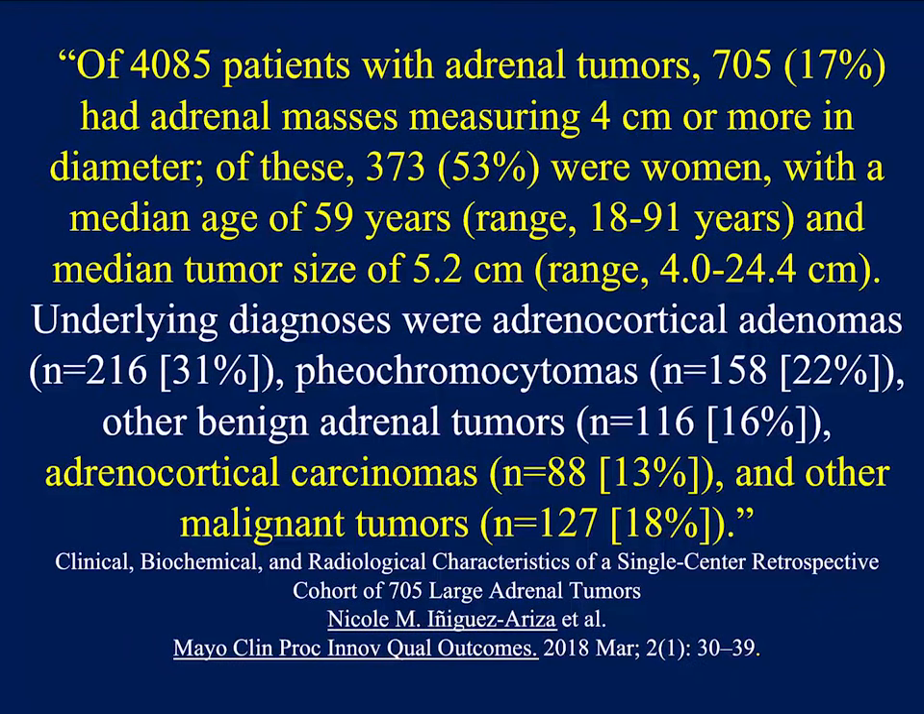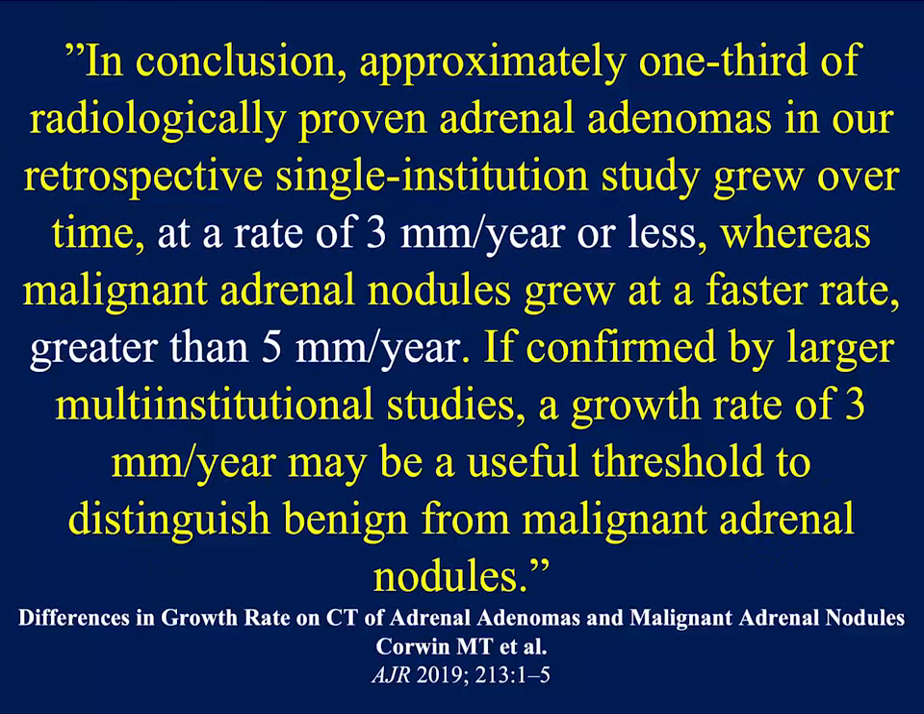Now, when we look at tumors and tumor size, and again, talking about 4 centimeters, we always worry above 4 cm that we're dealing with a malignancy or some other problematic tumor. But this article from the Mayo Clinic made the point. They had 705 patients with lesions 4 cm or more. And in this, when you look at the underlying diagnosis, adenomas made up 31%, Pheo's 22%, other benign adrenal lesions 16%, adrenal cortical carcinoma 13%, and other malignancies 18%. So at the end of the day, malignancies only made up 1/3 of those larger tumors. The majority were going to be benign. So again, we use size as an important criteria, but recognize size is not always going to be successful.